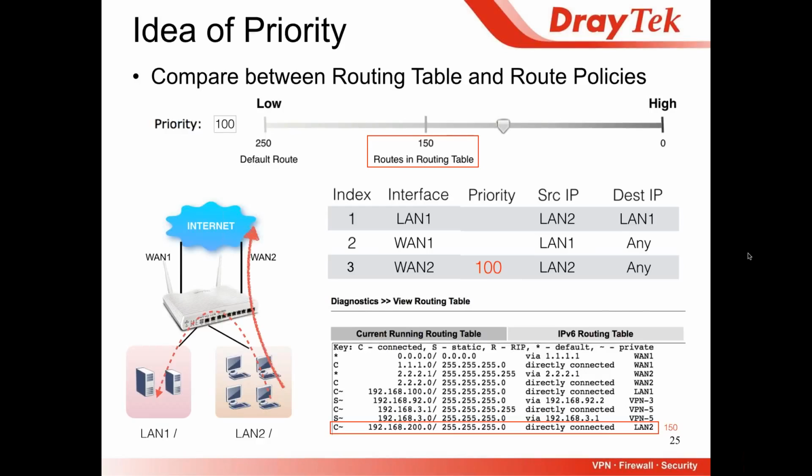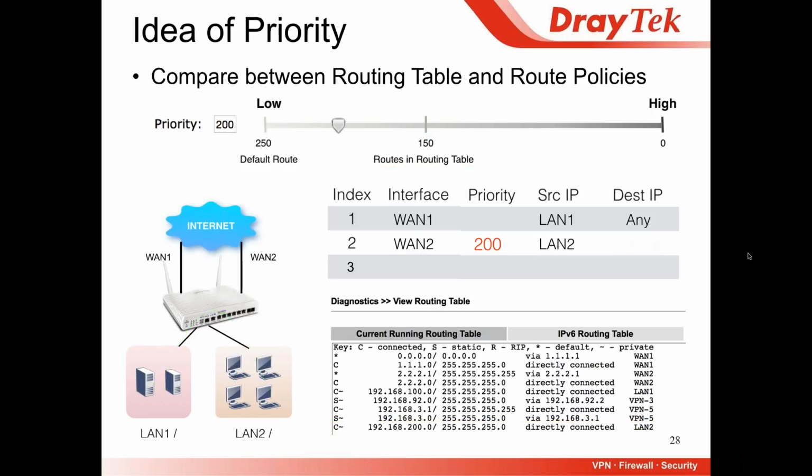But if we modify this policy, we give it 200 instead of 100. So let's compare again. This time, the route in routing table has higher priority. So now we can send the traffic to LAN 1. With priority as 200, you don't need additional policies for internet routing anymore. So this is the idea of comparing between routing table and route policies.